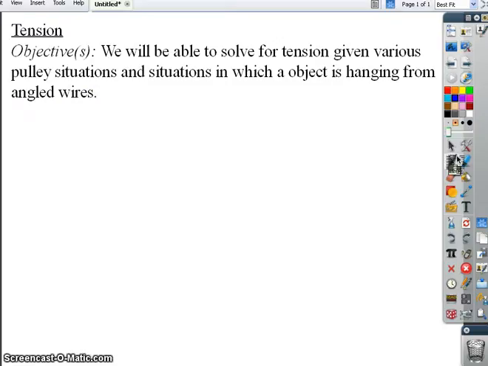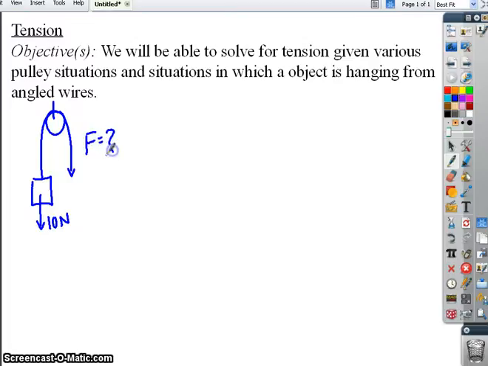Let's draw an object hanging from a pulley. This object pulls down with a force of 10 newtons. What force do we have to apply on this wire to get this to just start moving?